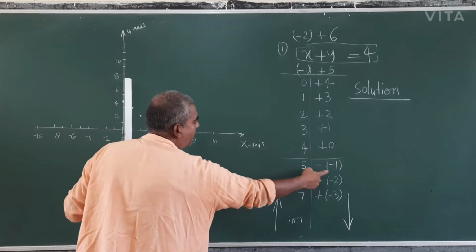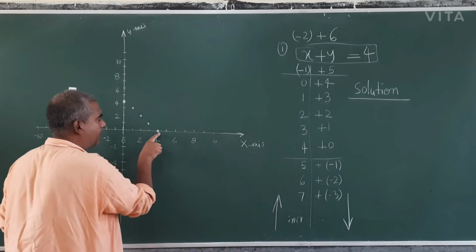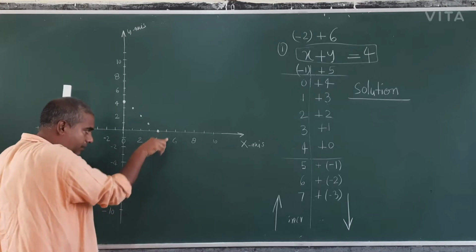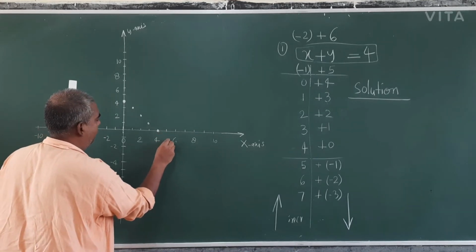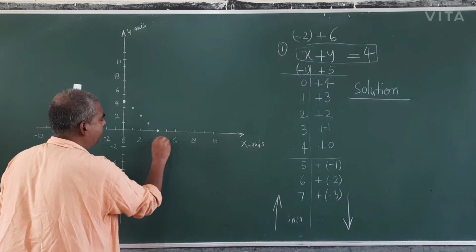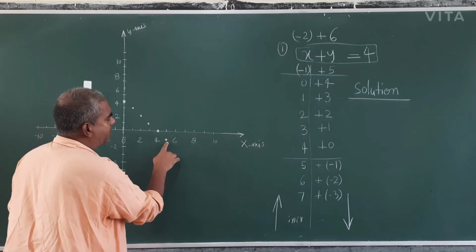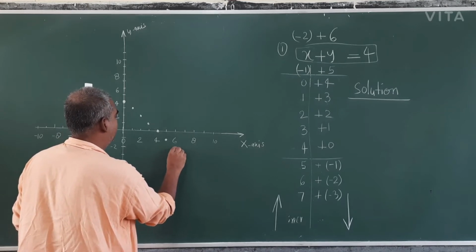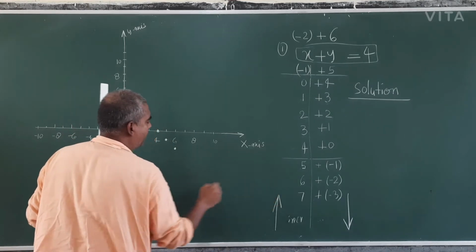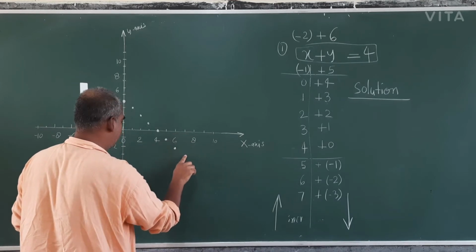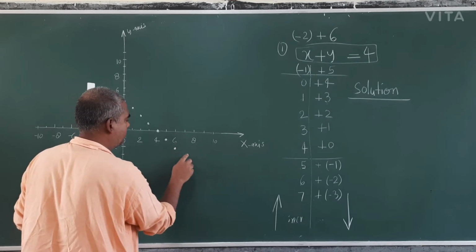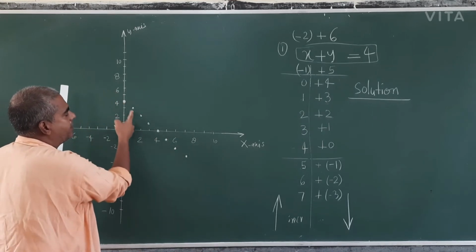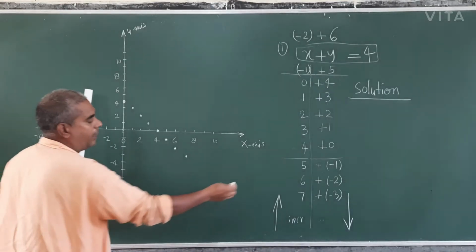After that, 5 comma minus 1. X-axis 5. This is 5. Minus 1. Y-axis minus 1. That will come down. 6 comma minus 2. 7 comma minus 3. This is minus 3. You are observing these points making a line and many things.